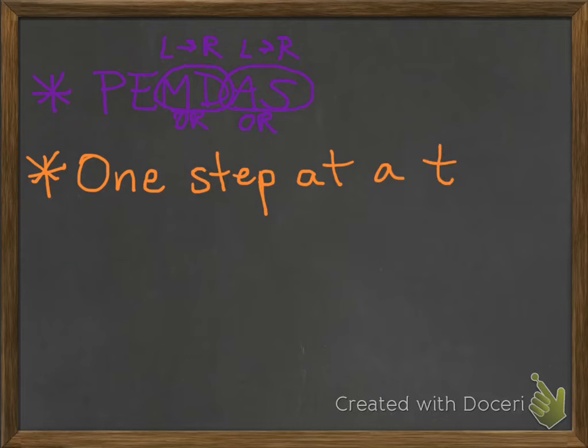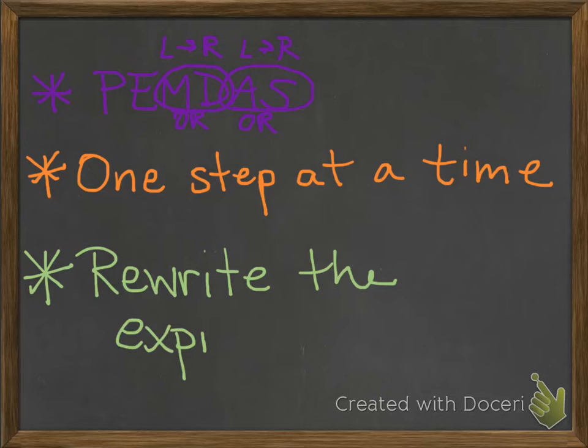So the main things that we need to remember here are, number one, PEMDAS. You need to write this for every problem. Next, that we only do one step at a time. And lastly, that we always rewrite the expression.